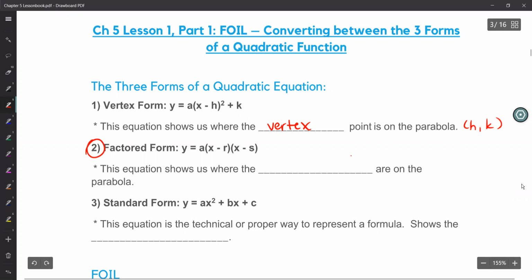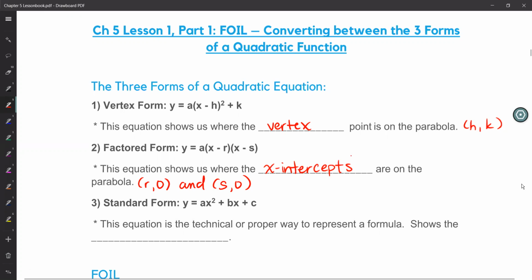Okay, I introduced to you guys factored form a week ago, and this equation shows us where the x-intercepts are on the parabola. These can be found at (r, 0) and (s, 0). And similar to the a value in vertex form, the a value in factored form can also tell us whether the quadratic opens up or down and has a vertical stretch or compression. So these a's are really the same in both formulas.